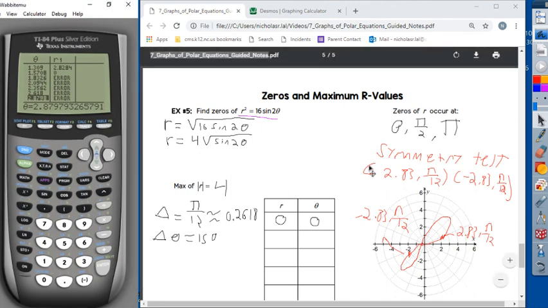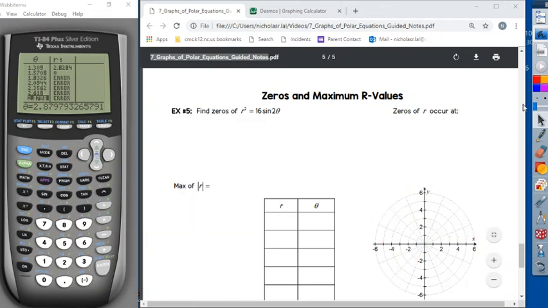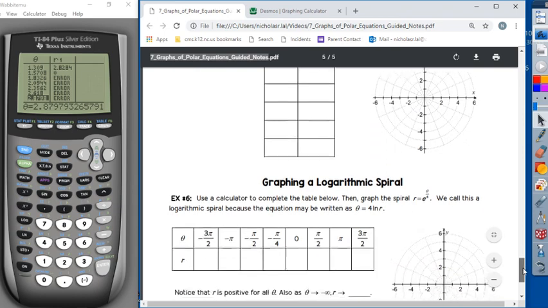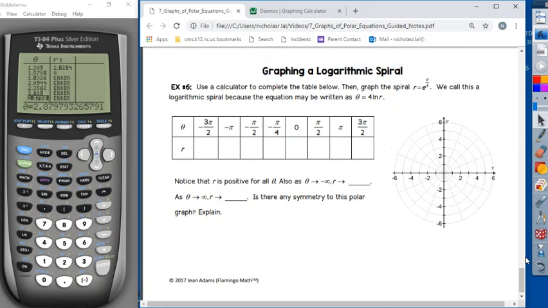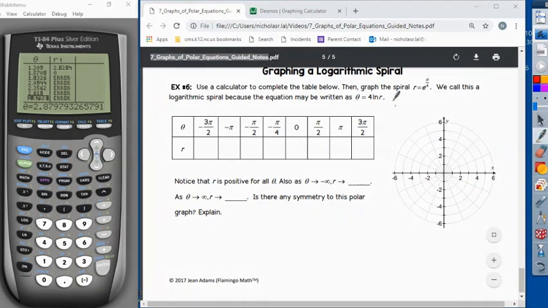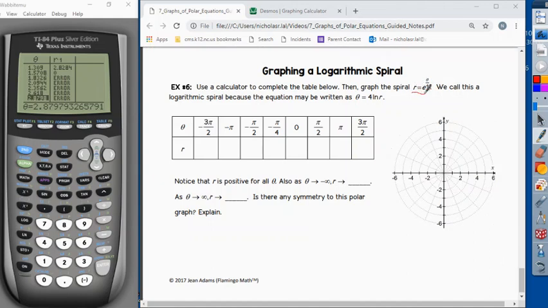Clearing annotations. So at the end of the day, the main thing you have to do is graph your equations. One last thing I want to do is the logarithmic spiral, and when you graph your logarithmic spiral, it's going to be r is equal to e to the theta over 4. Alright, you can also write it as theta is equal to 4 times the natural log of r.